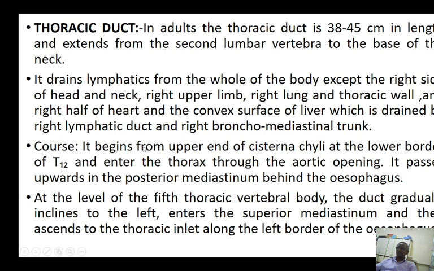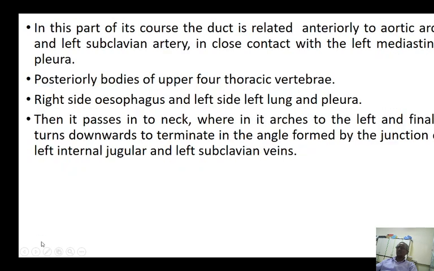This thoracic duct starts from the upper end of the cisterna chyli at the lower part of the thorax and enters the thorax through the aortic opening. It passes upwards in the posterior mediastinum behind the esophagus. At the level of the fifth thoracic vertebra, the duct gradually inclines to the left. So from the right side, it goes to the left and enters the superior mediastinum, then ascends to the thoracic inlet along the left border of the esophagus.